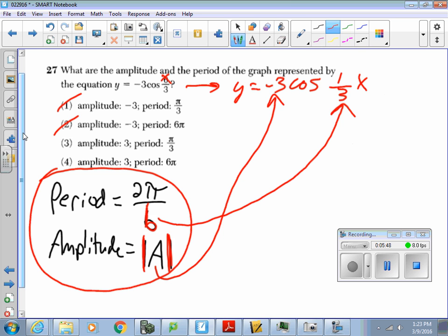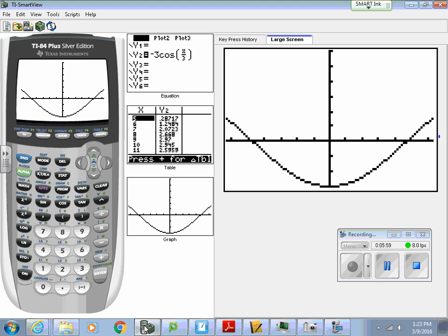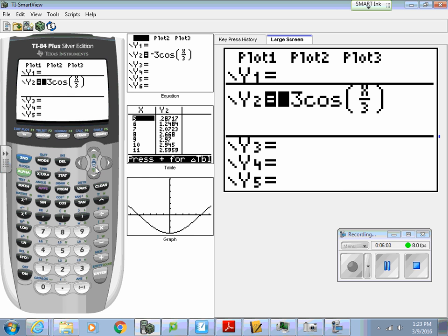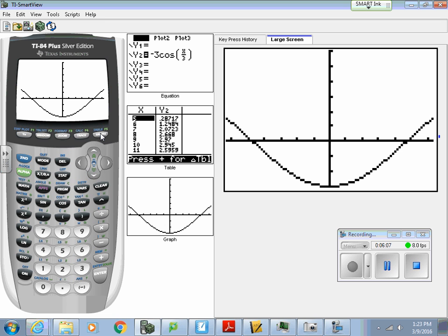Now, the period of a graph is how many times it takes to cycle through all of the values. So if we look here, I want to actually look at a graph before we go over the answer. So I've actually put in y is equal to negative 3 cosine of x over 3. And I'm going to graph it now. And that's what the graph looks like.